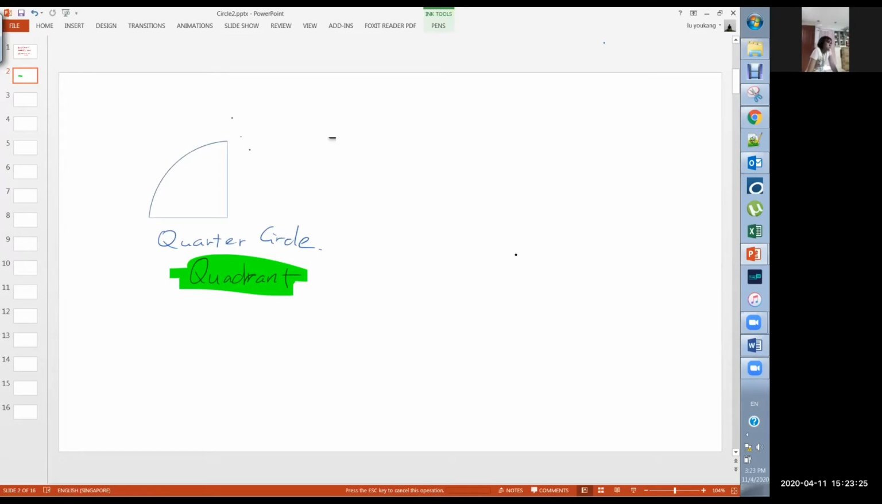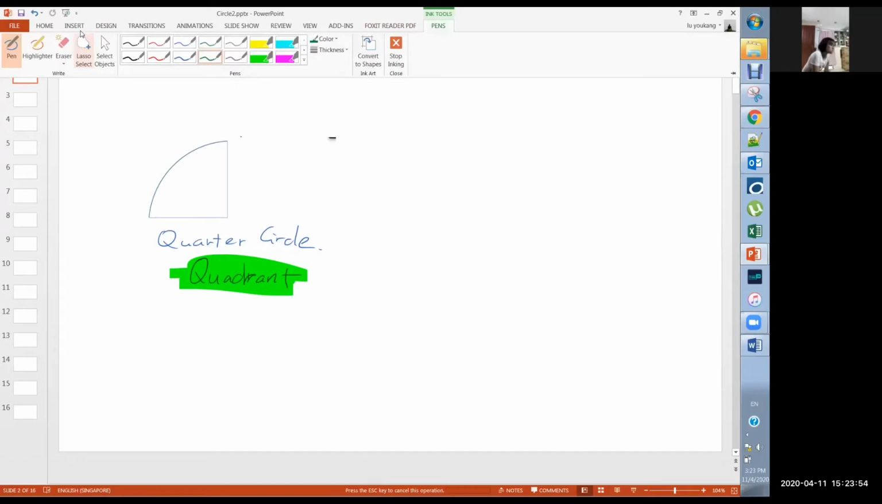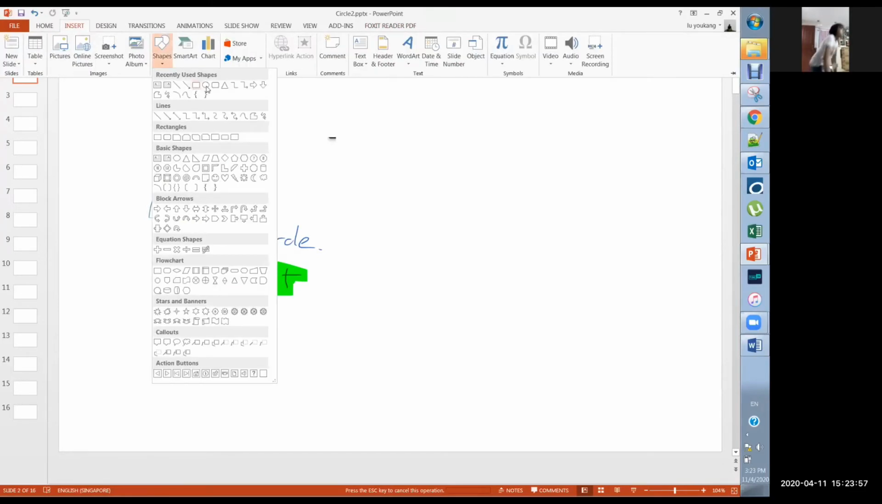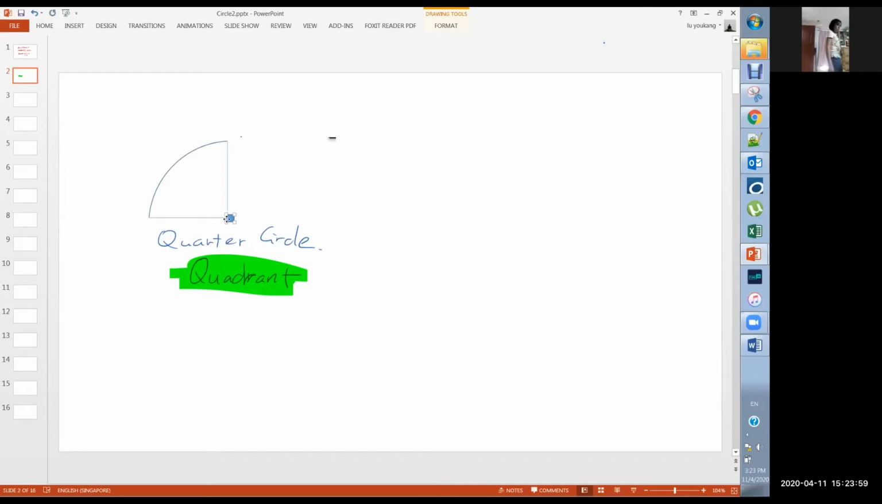Can you see or not? Can you stand up and show me? Which one is the center of the circle here? Very good. So if this is the center of the circle, right? Which one is the radius? Don't sit down yet. Which one is the radius? Keep showing me, it's okay. This is the center of the circle. So which one is the radius?